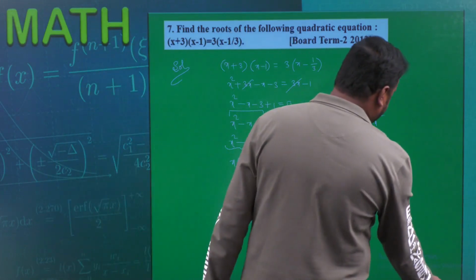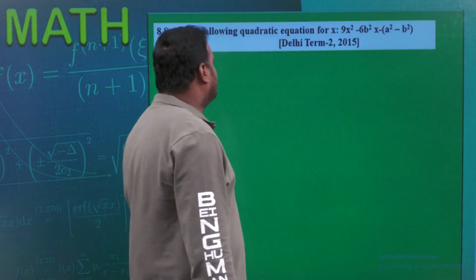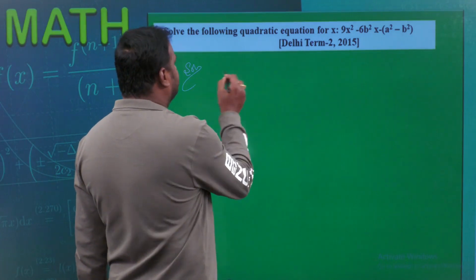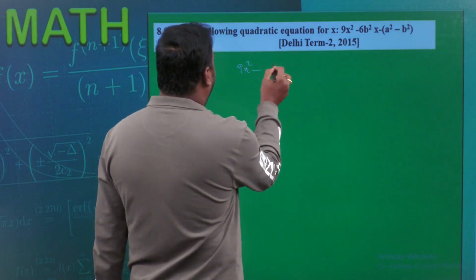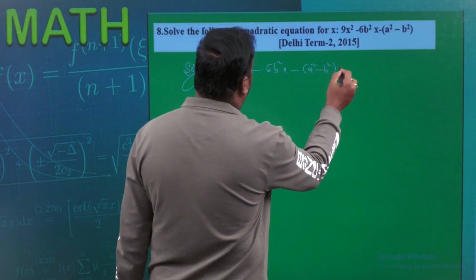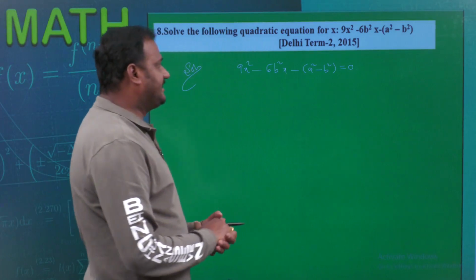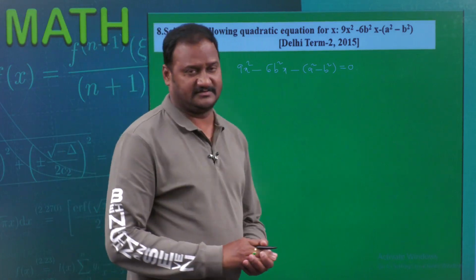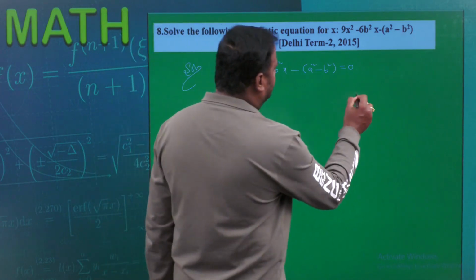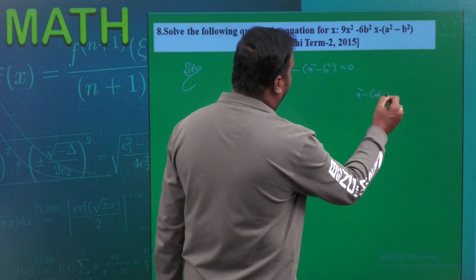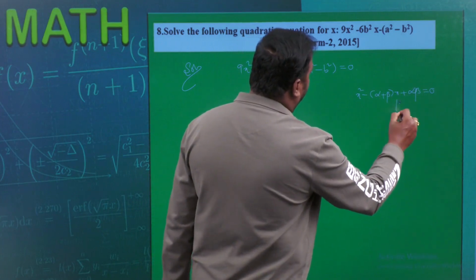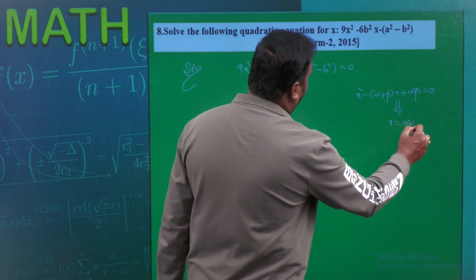So, is it not really interesting? Yes, it is interesting. Solve the following quadratic equation for x. Here, the given problem is 9x square minus 6b square x minus (a square minus b square) is equal to 0. I have a strategy in order to find the solutions of this equation. That is, I will go by x square minus (alpha plus beta) times x plus alpha beta equal to 0. Then the roots of this quadratic equation are alpha comma beta.